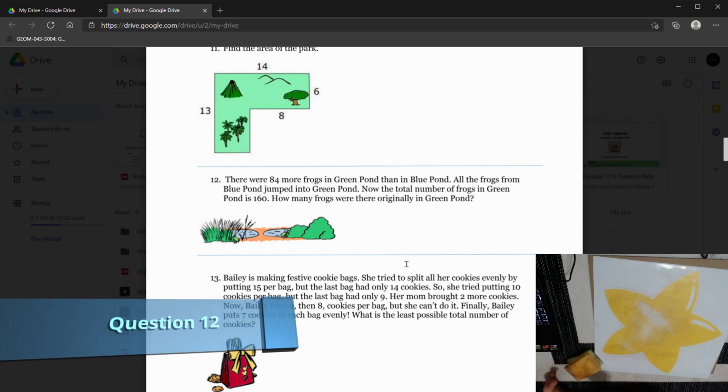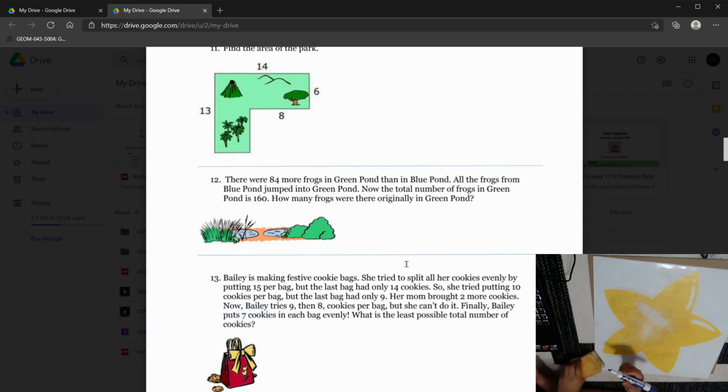Okay, moving on to number 12. There were 84 more frogs in Green Pond than Blue Pond. All of the frogs from Blue Pond jumped into Green Pond. Now the total number of frogs in Green Pond is 160. How many frogs were originally in Green Pond?